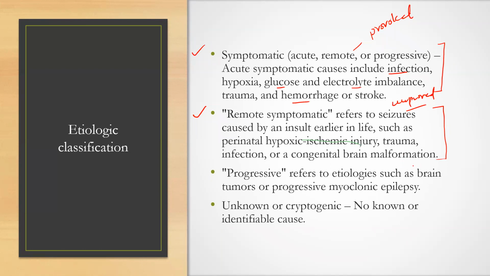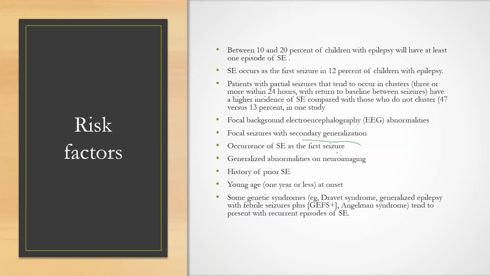So this is the etiologic classification. We have to classify this because we have to know the cause, and it helps in treating it. These are the two major types, symptomatic and remote symptomatic. We'll also look at some risk factors. The first risk factor is a history of previous status epilepticus, that is, the child has a similar history in the past.